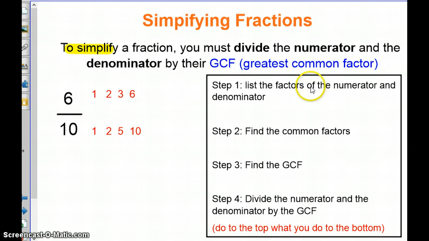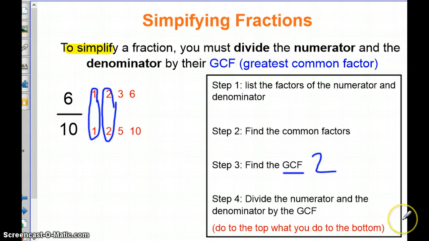So we've done step 1. Now we need to do step 2: find the common factors. Well, obviously they have the 1 in common, and also the 2 in common. None of these other numbers are common factors. So we have found the GCF. The GCF is 2. Now the last step tells us we need to divide the numerator and the denominator by the GCF. So do to the top what you do to the bottom.